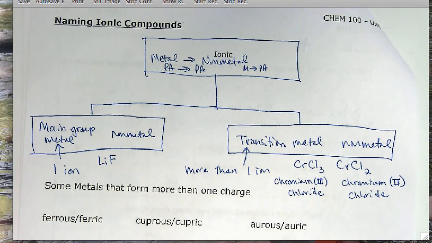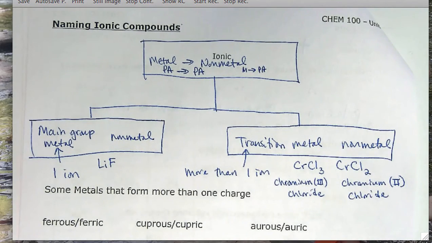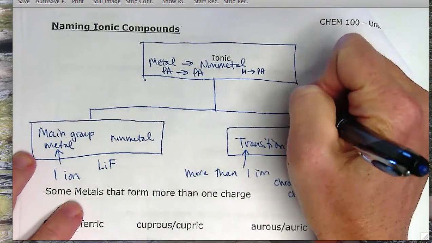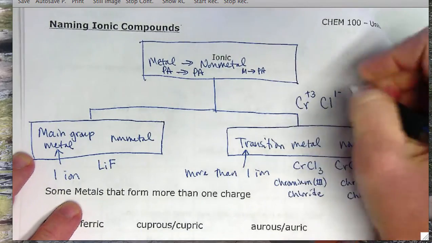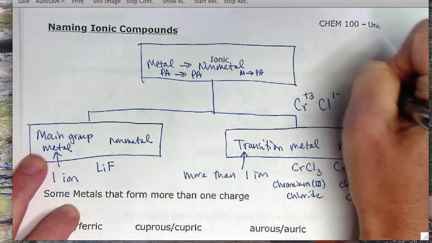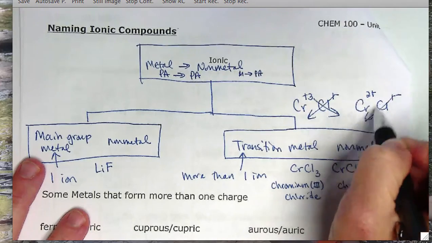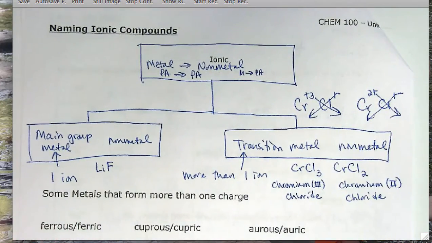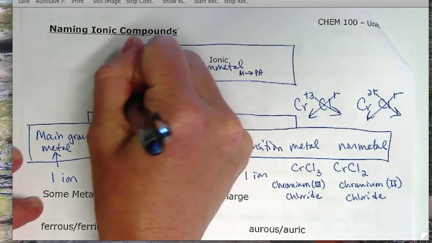How come you wrote the 2 after chromium instead of chloride though? Did we do the cross and drop? I just forgot to do it. So do you just do the cross and drop for all ions? All ionic compounds, yep. Lithium would be +1, fluoride would be -1. So cross and drop like that.